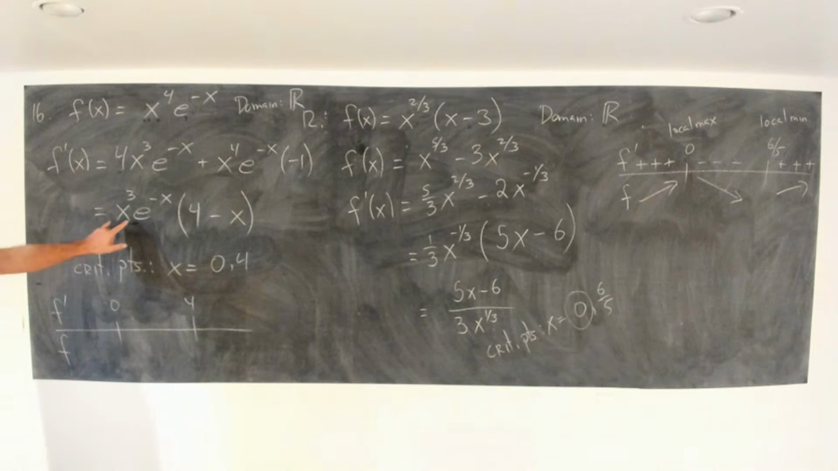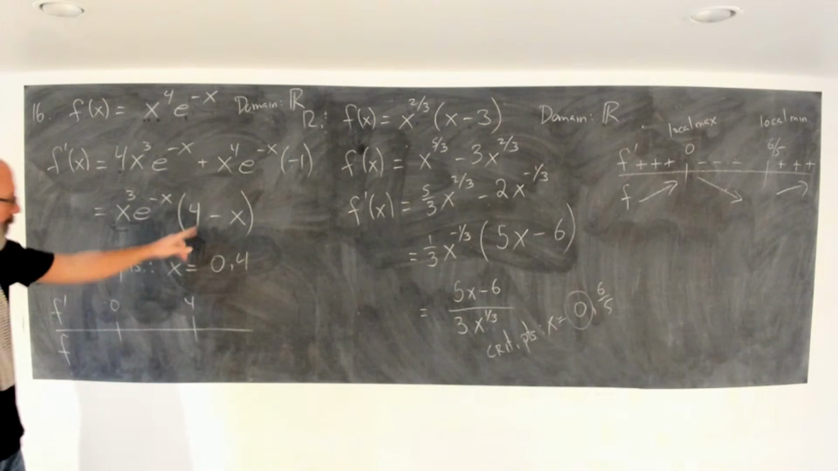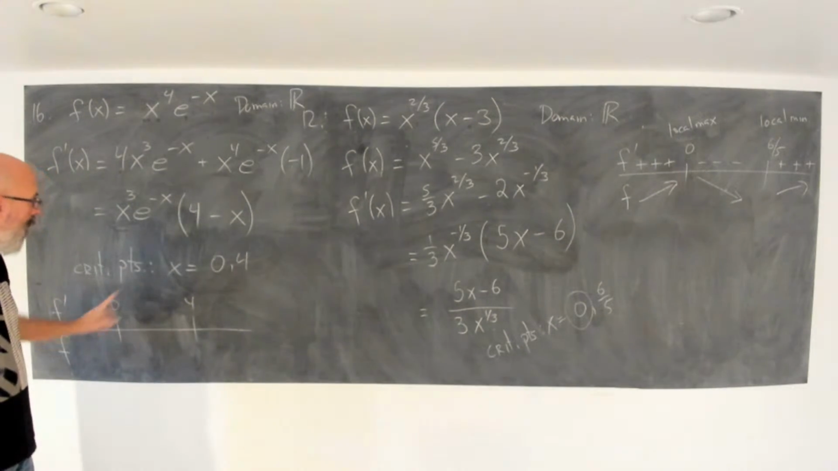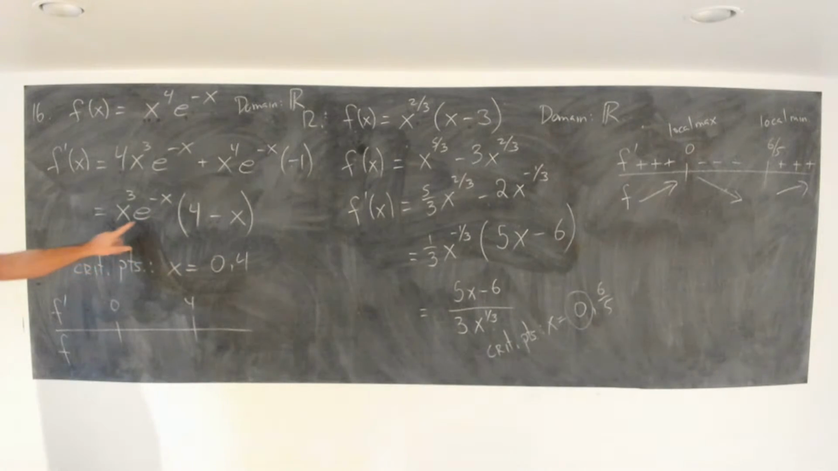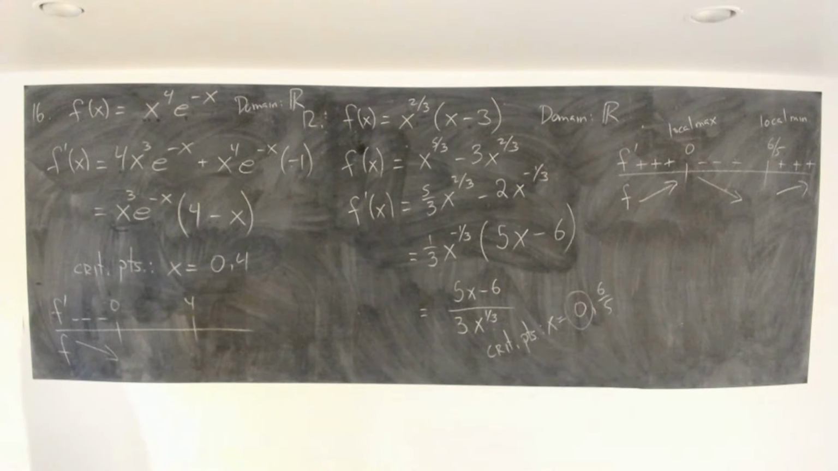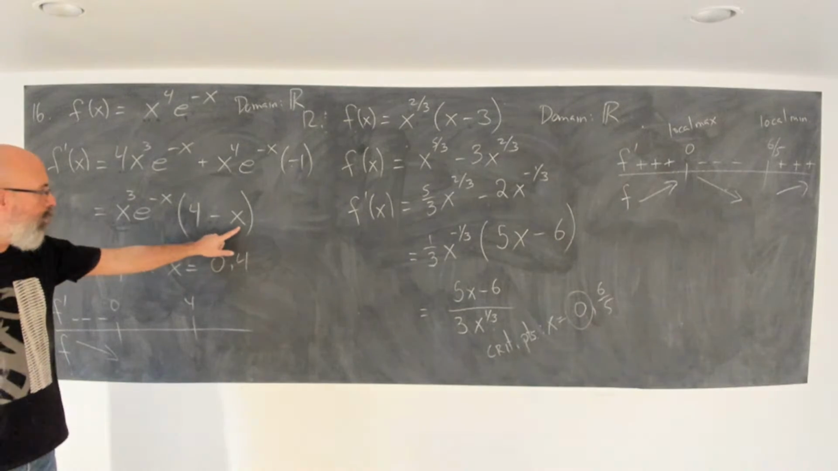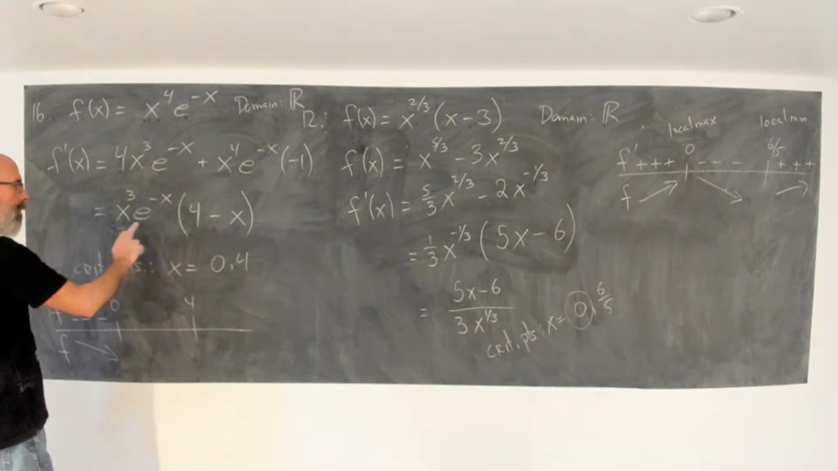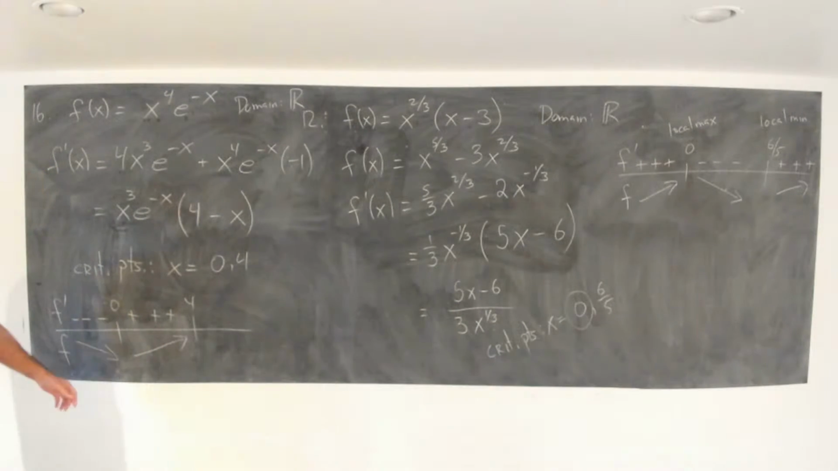So if you take a number less than 0 and you cube it, you get a number less than 0. The exponential is always positive, so we don't need to worry about that. And 4 minus a number less than 0, 4 minus a negative, minus minus gives you plus. So this is positive, that is negative. The product is negative. So your function is decreasing. Take 1. 1 cubed is 1. 4 minus 1 is 3. This is positive, that's positive. This one is always positive. So your function is increasing.